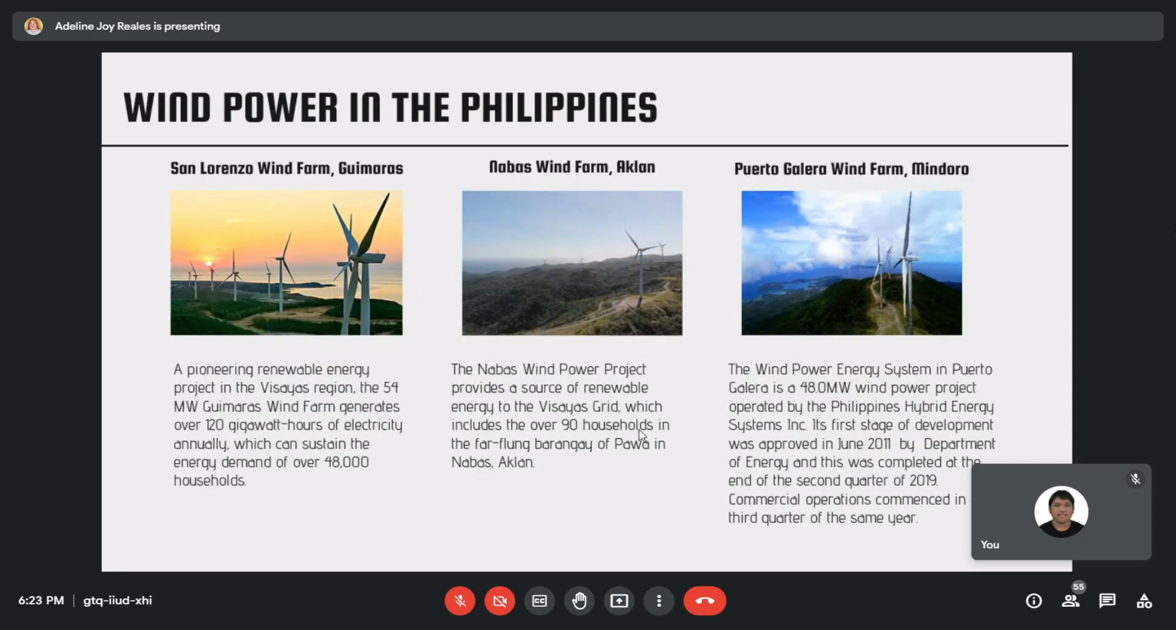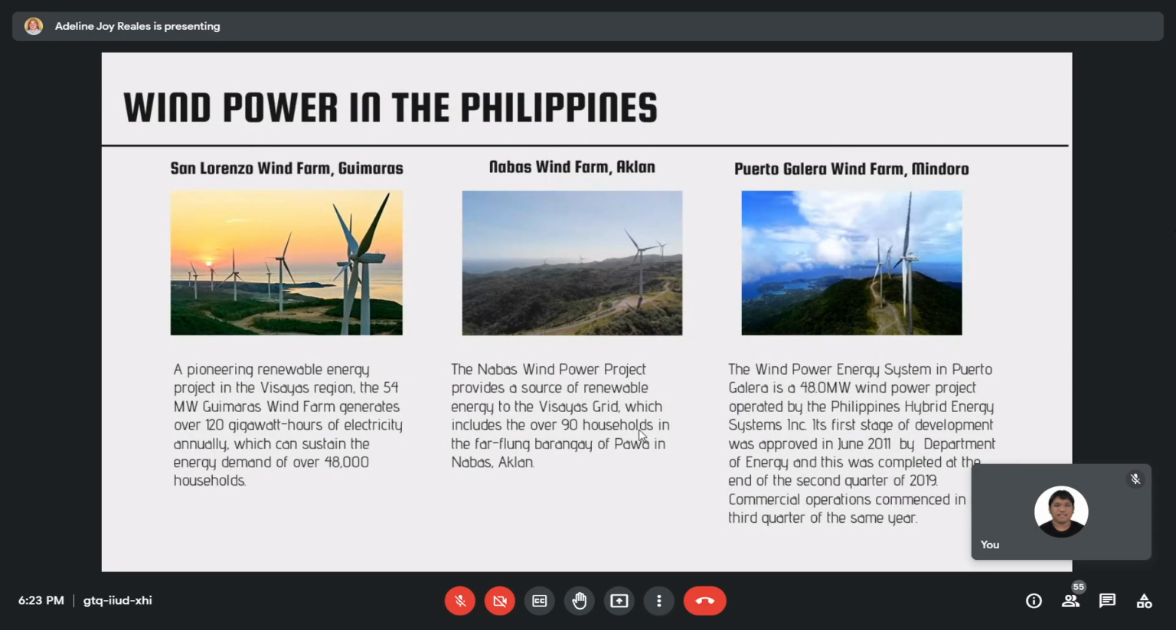San Lorenzo Wind Farm in Guimaras. A pioneering renewable energy project in the Visayas region, the 54 megawatts Guimaras Wind Farm generates over 120 gigawatt hours of electricity annually, which can sustain the energy demand of over 48,000 households. It was developed to meet the higher energy demand in the province due to the surge in infrastructure and economic progress.